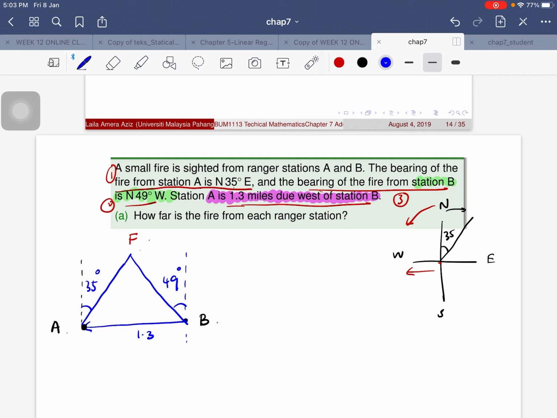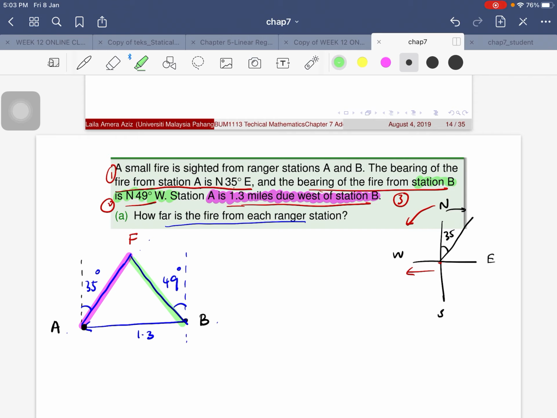Okay, so now that I already have all this information, I'm going to start answering the question. The question asks, how far is the fire from each ranger station? So basically, we need to find the lengths. We're going to find the length over here, which is AF, and we also need to find the length over here, which is going to be BF.